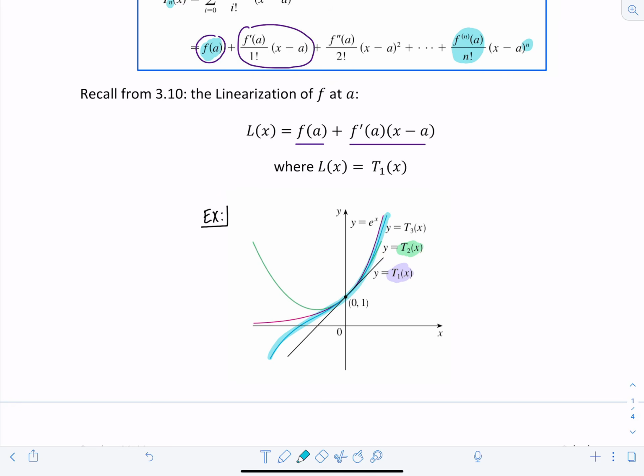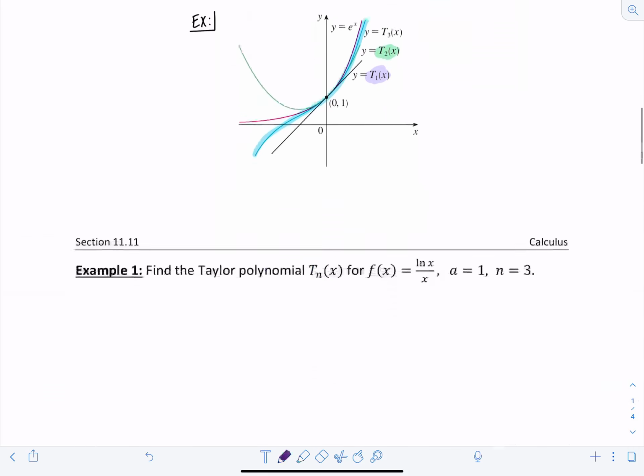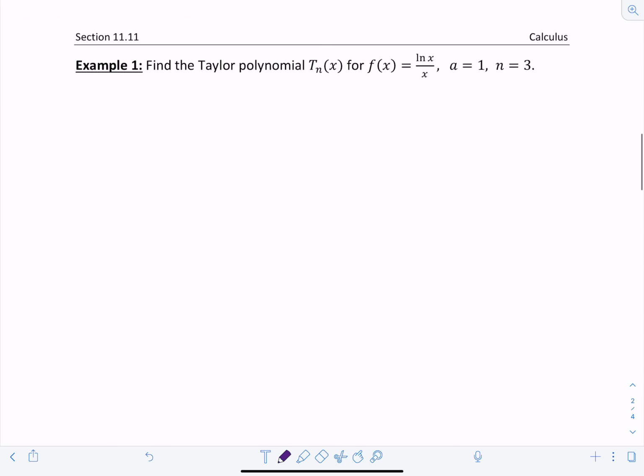We're just going to do some very straightforward examples in this lesson, but just so you can see that the applications and practicality are endless. So example 1: find the Taylor polynomial T sub n of x for f of x equals natural log of x divided by x, centered at a equals 1, and n equals 3. So it's going to be a third degree polynomial, and that means we're going to start with n equals 0 up until 3. Okay?